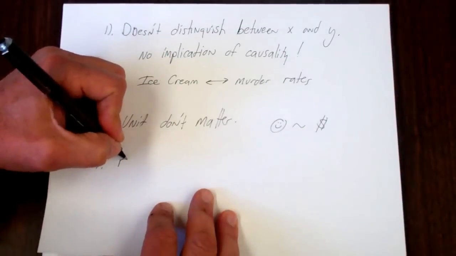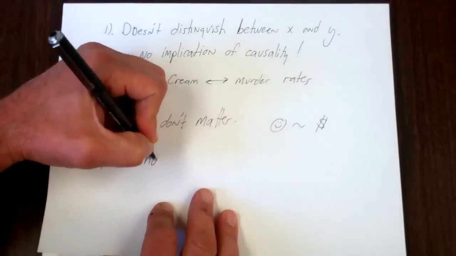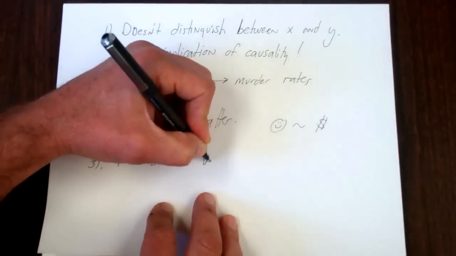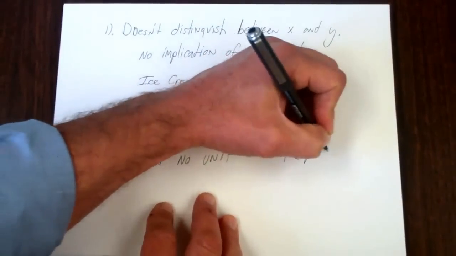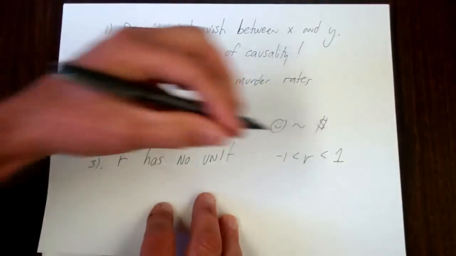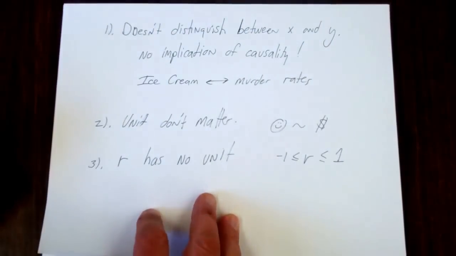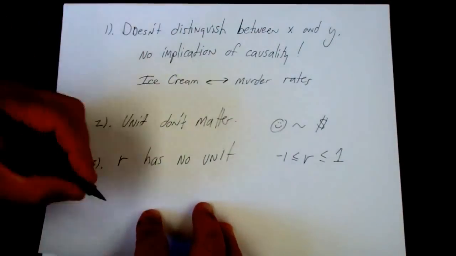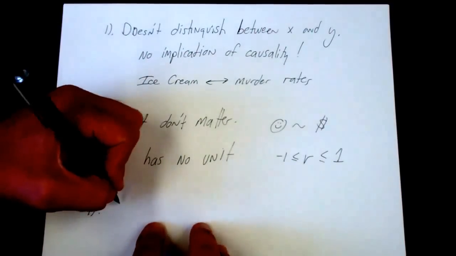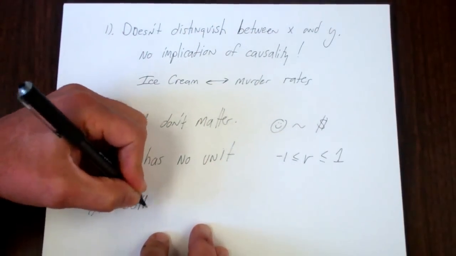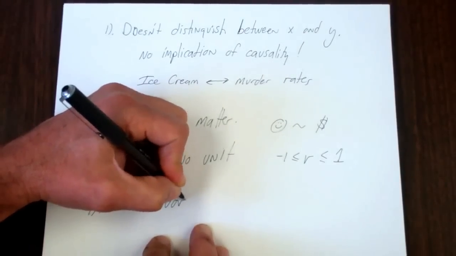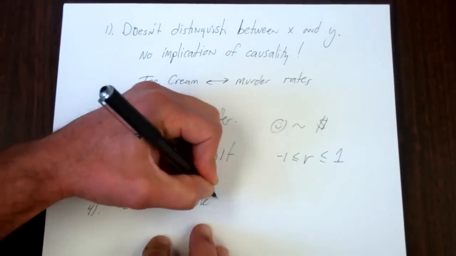The third thing that's related to this is R itself has no unit. So R is between -1 and 1, and it has no units. The fourth thing is one that we've already mentioned: X and Y are both variables, let's say, because we don't know which is X and which is Y. Both variables must be quantitative.